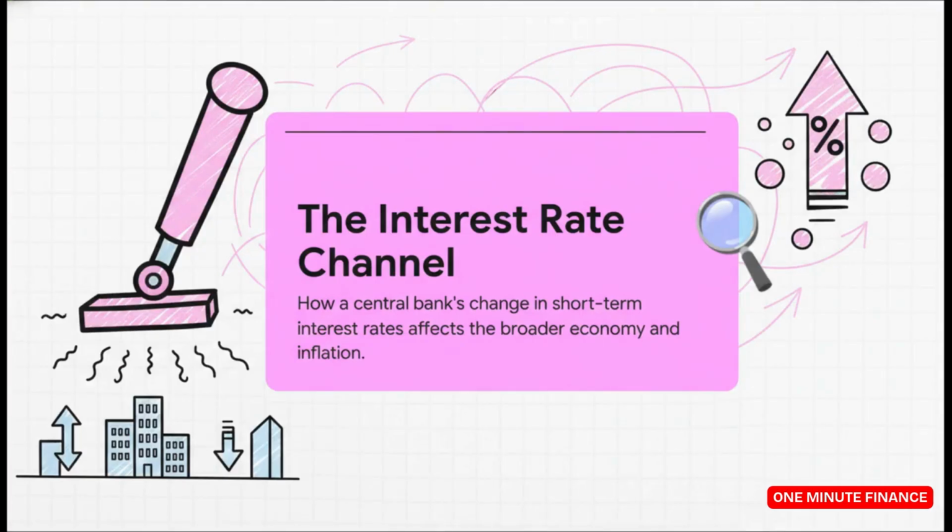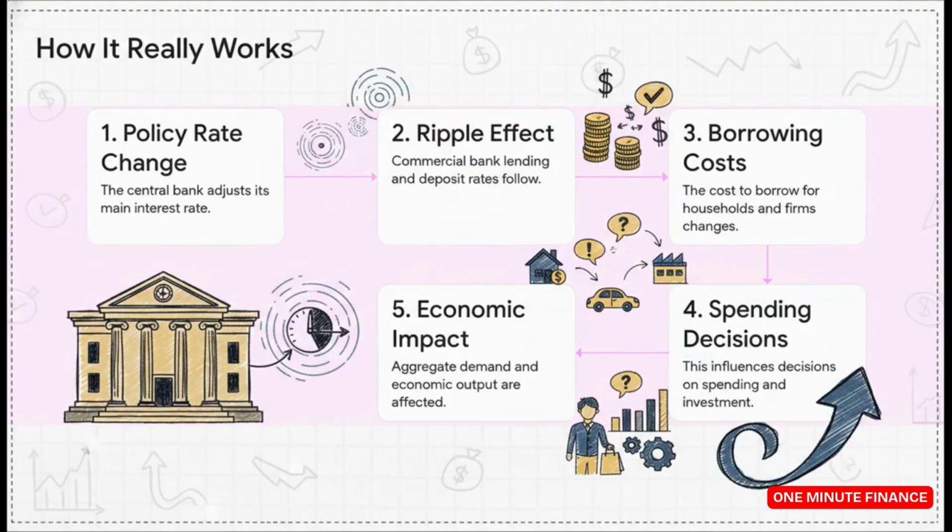So the modern approach is what we call the interest rate channel. Instead of trying to micromanage the amount of money in every single bank, the central bank now sets one single, really powerful target, its main policy interest rate. This is the new lever for steering the economy. And here's how it actually works in practice. The central bank changes its main rate.